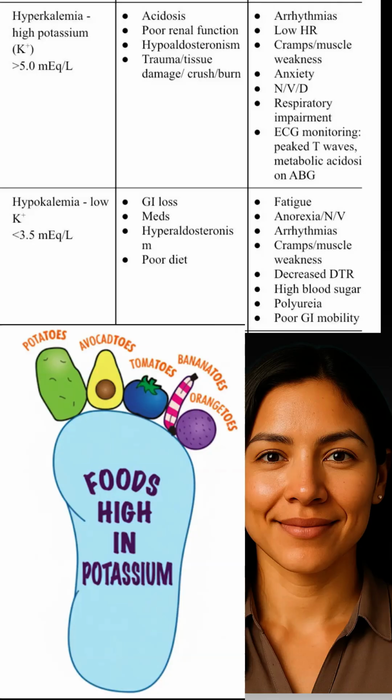Severe cases may require dialysis, and loop diuretics help eliminate excess potassium through urine. For hypokalemia, potassium below 3.5 milliequivalents per liter, monitor the heart closely. Watch for ECG changes including shallow T waves, PVCs, T wave inversion, and ST depression. Replace potassium carefully through oral or IV routes. Remember, never give IV potassium as a push. Encourage potassium-rich foods such as bananas, potatoes, avocados, and oranges.